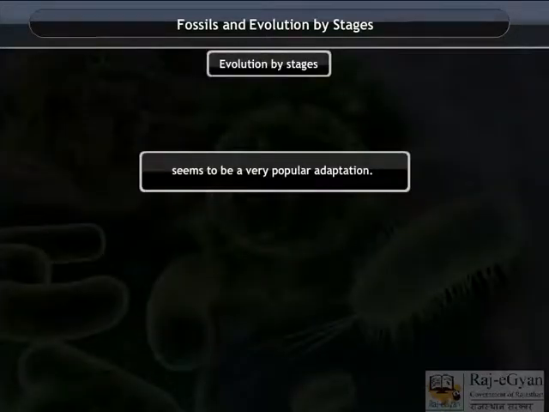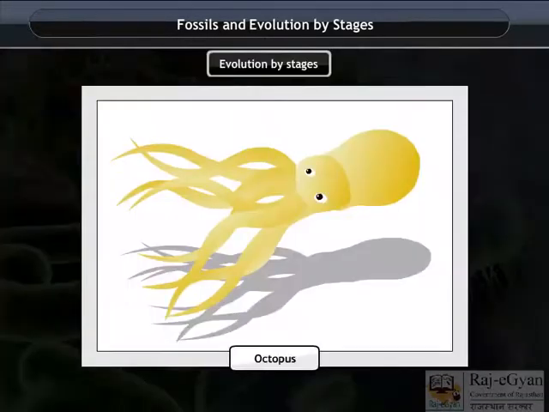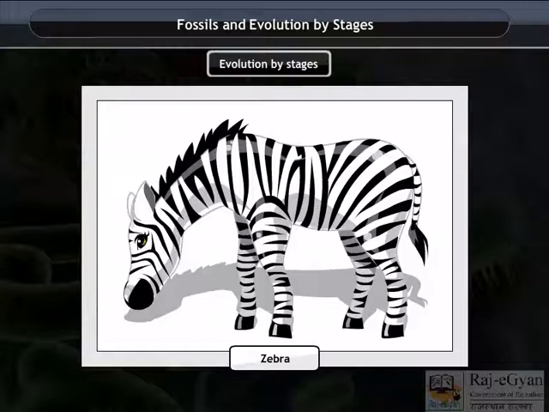Evolution by stages. The eye seems to be a very popular adaptation. Planaria, cockroaches do have them, so does an octopus, and so do vertebrates. The structure of the eye in each of these organisms is different enough for them to have separate evolutionary origins.